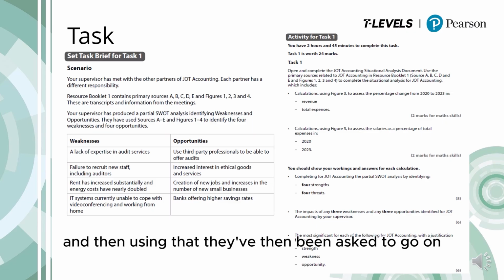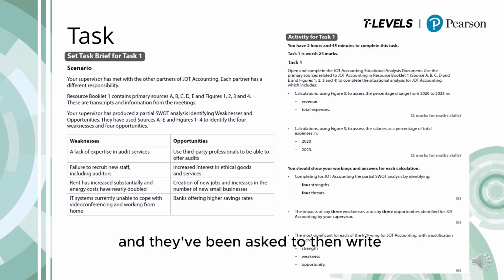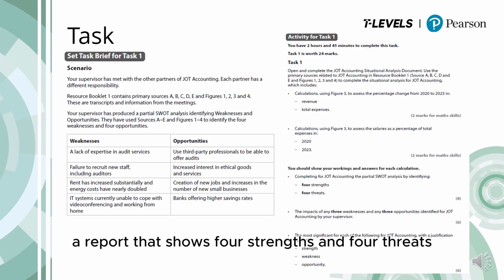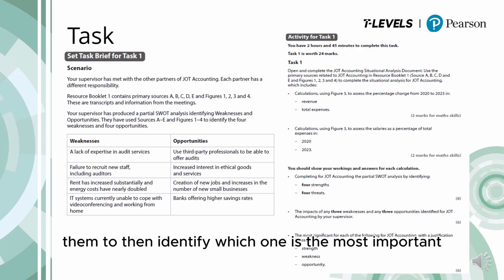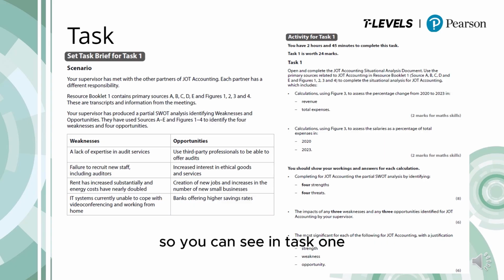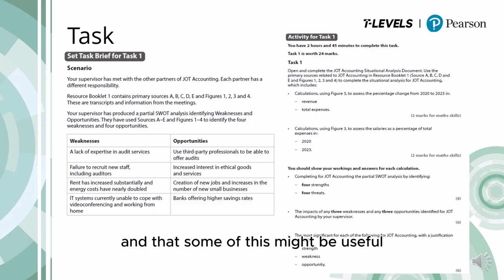And then using that, they've then been asked to go on. So they've got the weaknesses and opportunities there, and they've been asked to then write a report that shows 4 strengths and 4 threats. And then they've been asked to go on to complete a report as well, asking them to then identify which one is the most important. So you can see in task 1, there is a wide range of skills and knowledge that they're going to have to be able to demonstrate, and that some of this might be useful where they were doing their pre-release. They were looking at different public sector and private sector businesses.